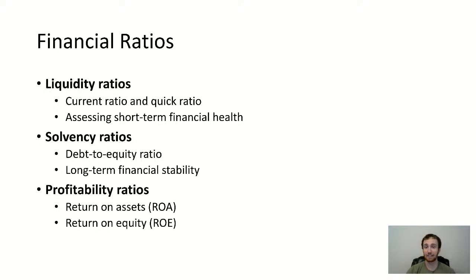Solvency ratios, debt to equity ratio, long-term financial stability. So a solvency ratio, like the debt to equity ratio, is going to be calculated by taking the total liabilities divided by shareholders' equity. If your total liabilities are $100,000 and your shareholders' equity is $50,000, you have a 2-to-1 debt to equity ratio. This will help you evaluate the long-term financial stability of your clinic, showing how much of your clinic is financed by debt versus equity. Debt isn't always a bad thing if utilized in an appropriate way to help you grow and to help mitigate risk.